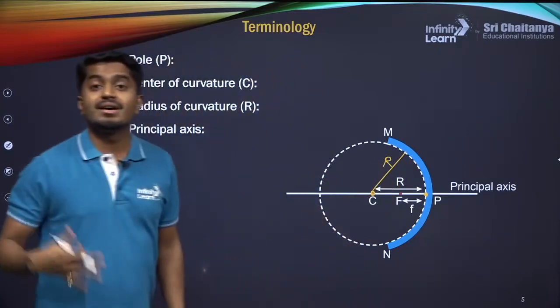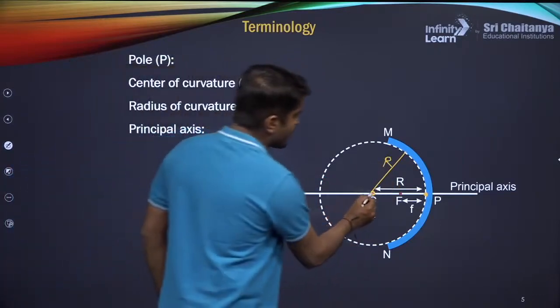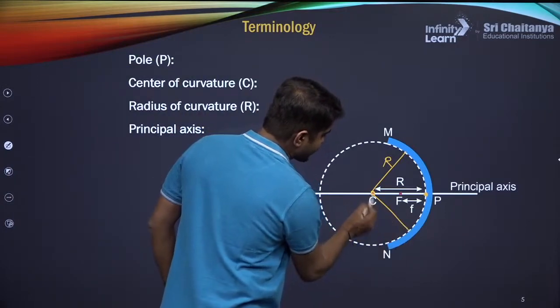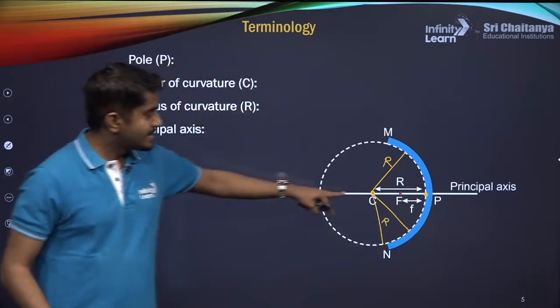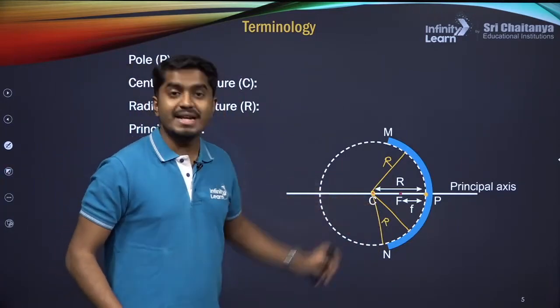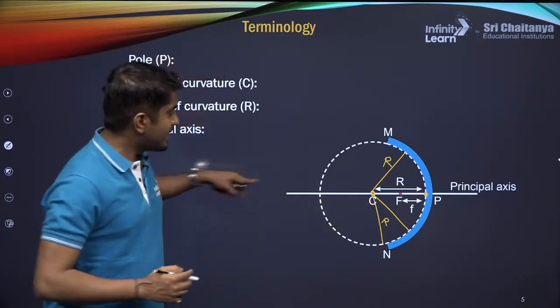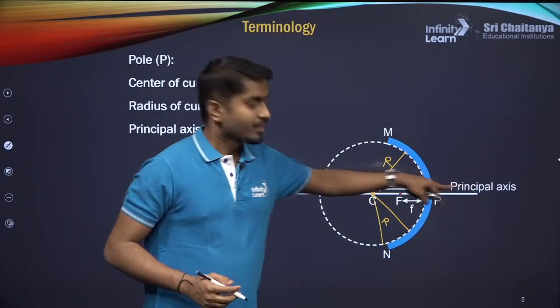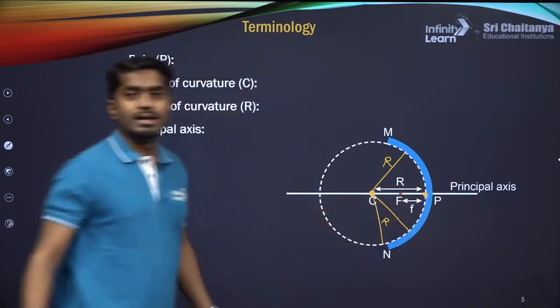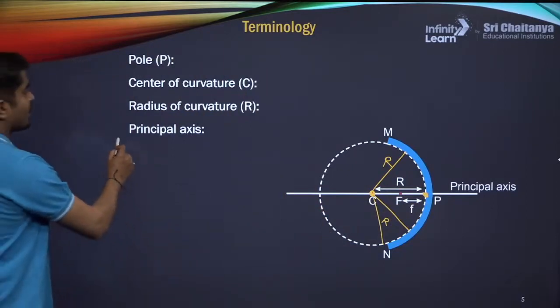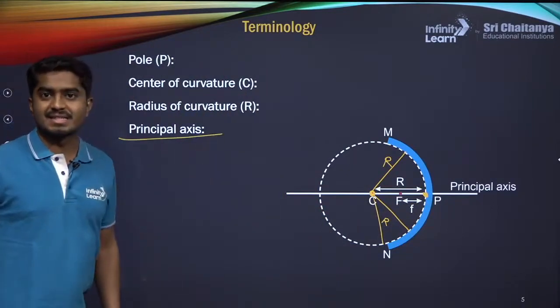This is going to be the radius. It is the same everywhere. You can join any two points, and the radius is going to be the same. That is the center of curvature and radius of curvature. Then there is this imaginary line which is passing through the center of curvature and the pole. This imaginary line is called the principal axis.